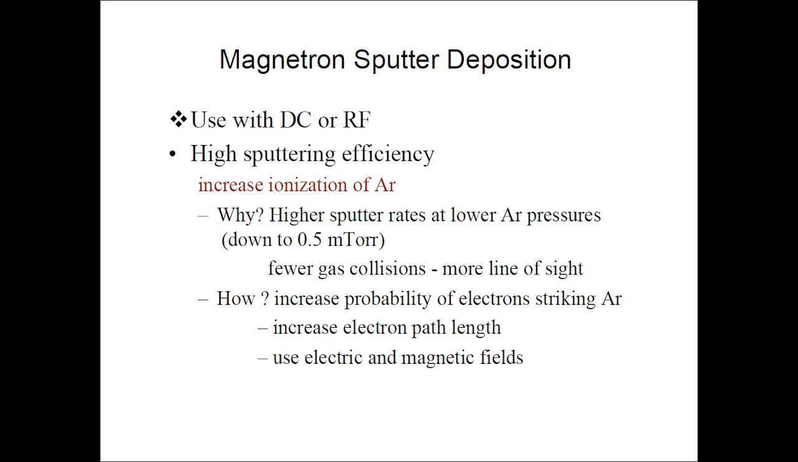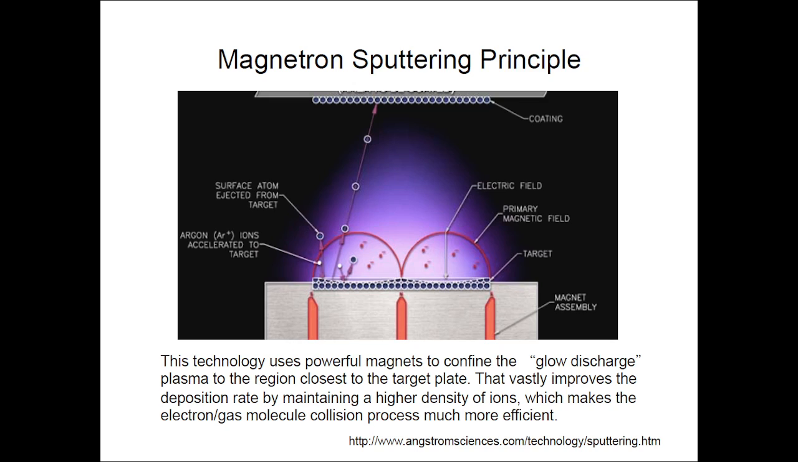So fewer gas collisions will be there, and the electrons and ions will be trapped by applying a magnetic field. Magnetron means you are applying a magnetic field across the target material, which increases the probability of an electron striking an argon atom and increases the electron path length, confining the electrons in a circular path. For that we use electric and magnetic fields to confine.